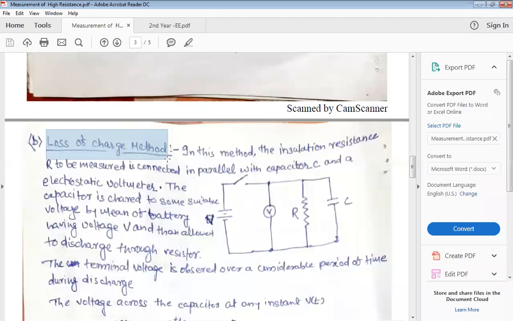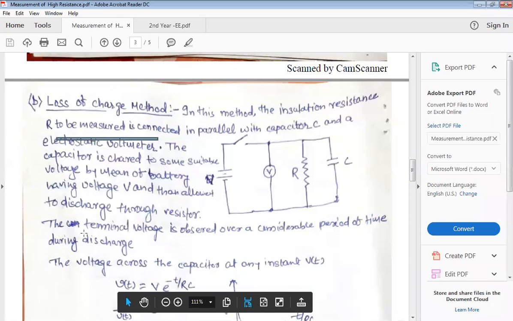The second method is the loss of charge method. In this method, the insulation resistance R to be measured is connected in parallel with a capacitor C and an electrostatic voltmeter. The capacitor is charged to some suitable voltage V by means of a battery, then allowed to discharge through the resistor, and the terminal voltage is observed over a considerable period of time during the discharge.